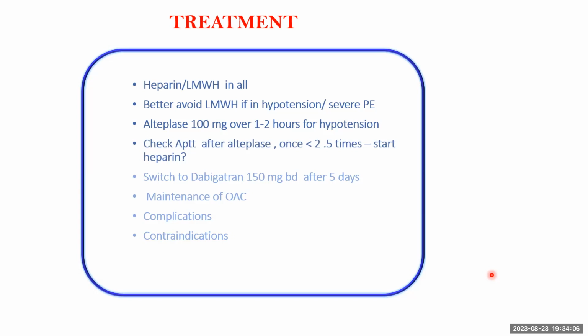So now you have given alteplase and you want to start anticoagulation. Some people like to do a PTT before starting heparin or low molecular weight heparin, but others continue immediately after stopping alteplase. So the school of thought is divided on this, how to proceed. Then switch to dabigatran 150 milligram BD after 5 days. And then you maintain oral anticoagulation for a minimum of 3 months in all patients, and then depending on the cause, etc., there can be prolonged anticoagulation with oral anticoagulants. Be aware of the complications of bleeding and the contraindications to anticoagulation and thrombolysis.